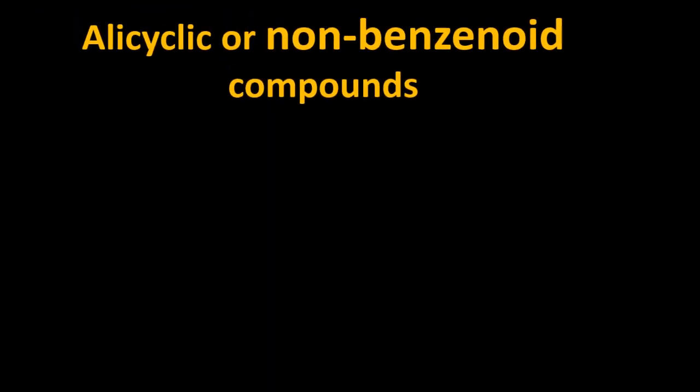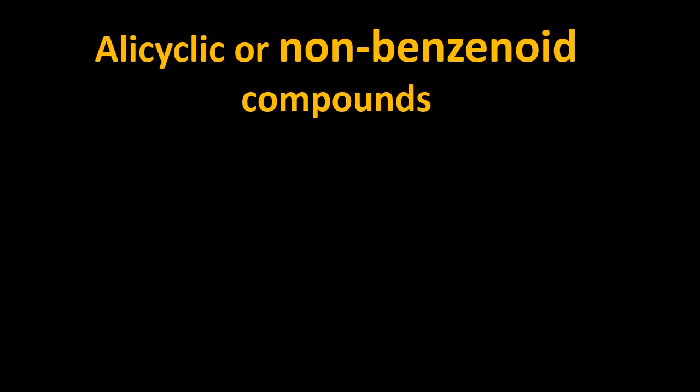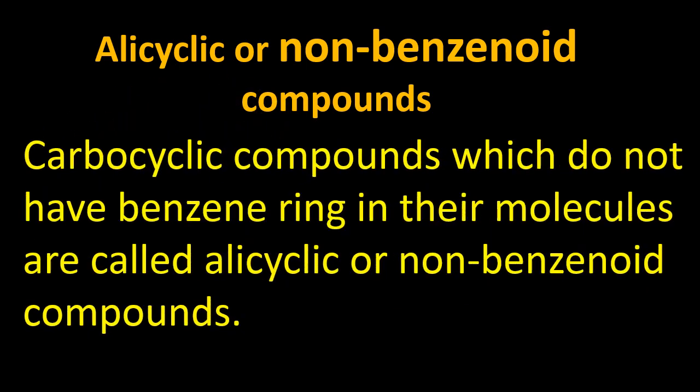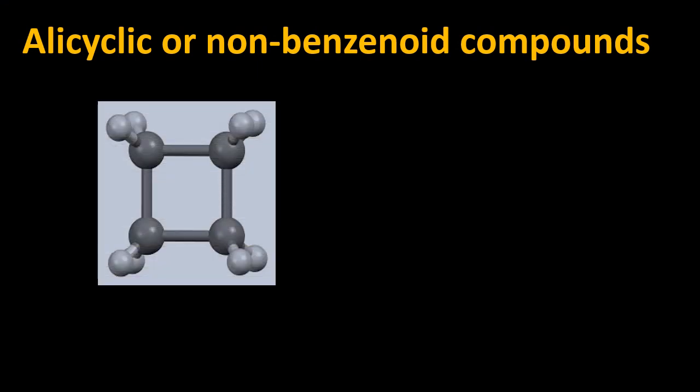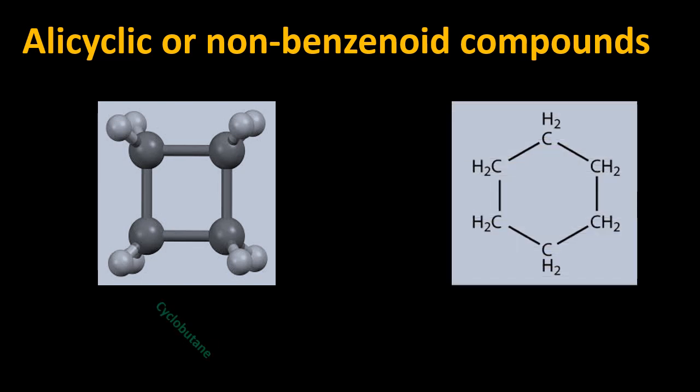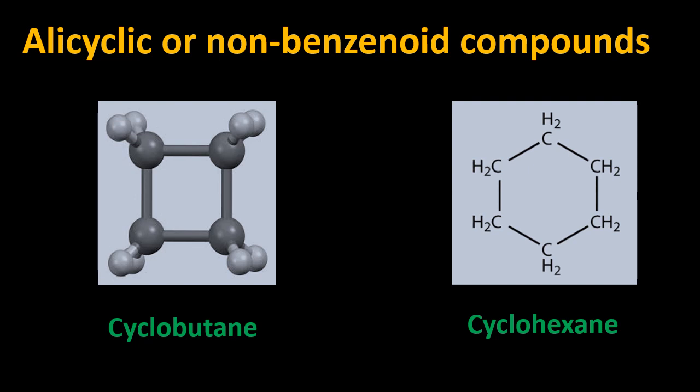Now what are alicyclic or non-benzoid compounds? The name indicates that it doesn't contain benzene in them. So carbocyclic compounds which do not have a benzene ring in their molecules are called alicyclic or non-benzoid compounds. Alicyclic compounds don't contain any benzene ring. Like here, there is no benzene ring, but 4 carbon atoms join together in a ring. That will be known as cyclobutane, because butane is not present in a straight chain form. And this will be known as cyclohexane.